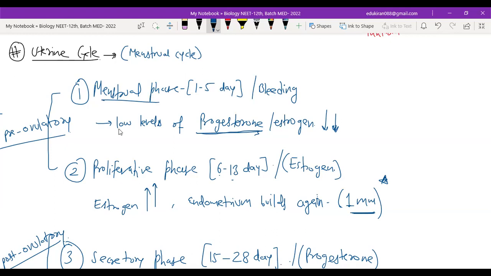You understand? Yes, sir. That thickening and breaking down of the endometrium is called the menstrual cycle. The cycle starts in females on day 1, when the follicle starts developing. Remember, in the beginning, the primary follicle is developing into a secondary and then tertiary follicle, and the primary oocyte is developing into a secondary oocyte. In that time, the first phase of the uterine cycle starts, which is the menstrual phase.